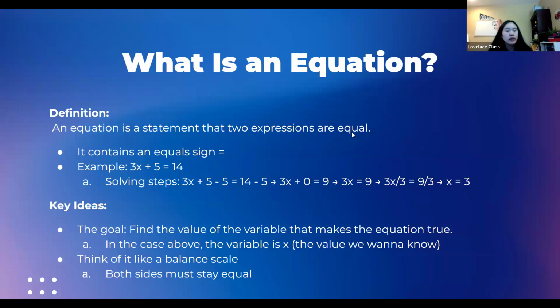So the key idea here is the goal is you want to find the value of the variable that makes this equation true. So what number for x, which is the value you want to know? Like what value of x would make this equation true? So 3 times what plus 5 equals 14? Well, 3 times 3 plus 5 is 14. So you want to think of this as like a balance scale where both sides have to stay equal.